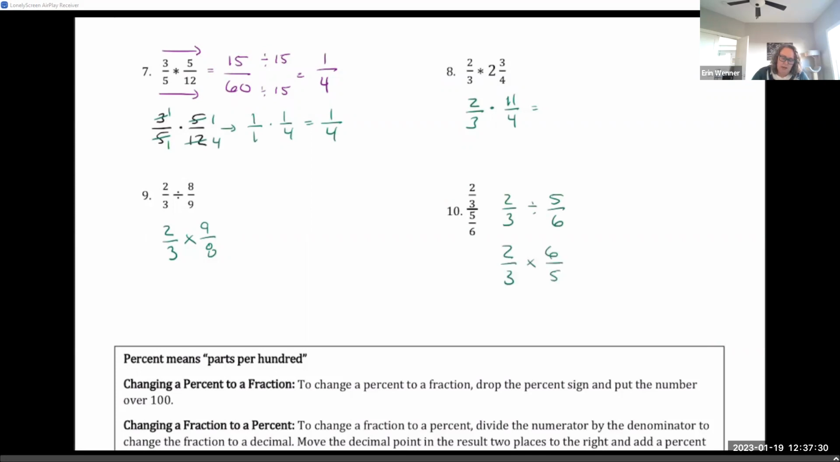So any questions about 8, 9, or 10? Obviously, at this point, you would be able to finish all of those.